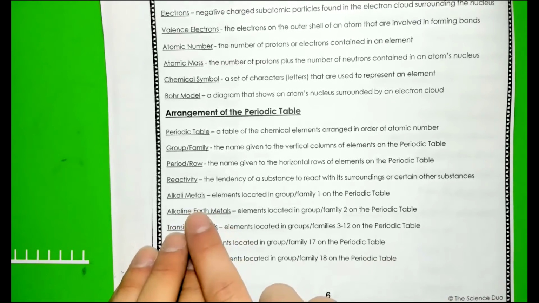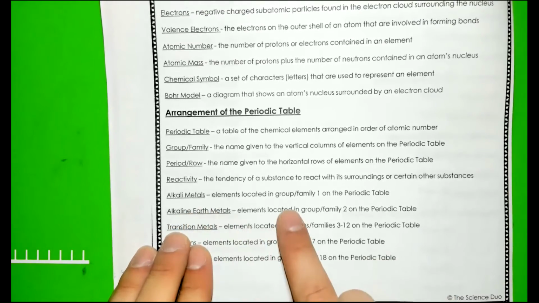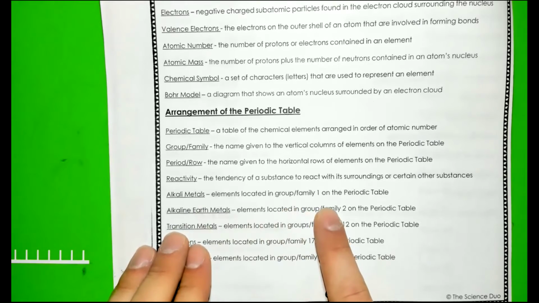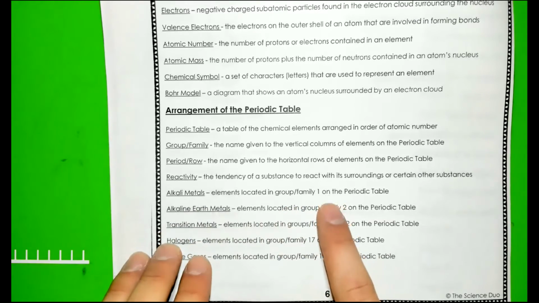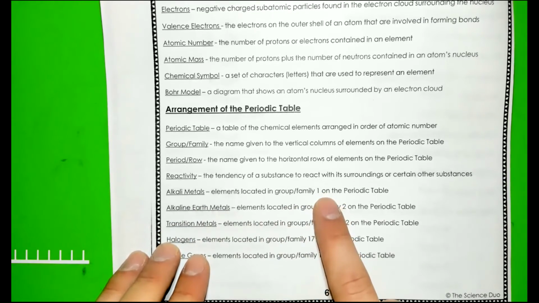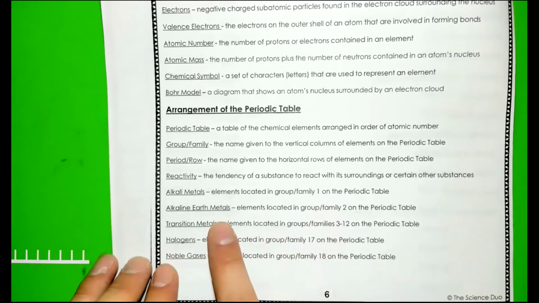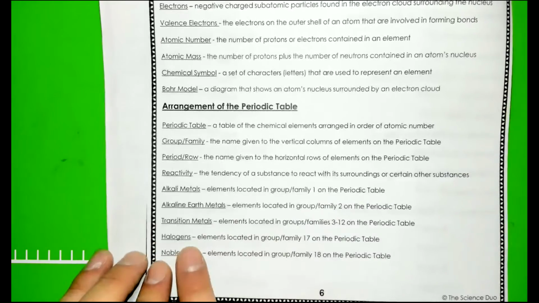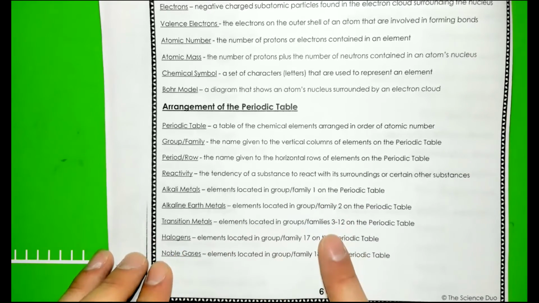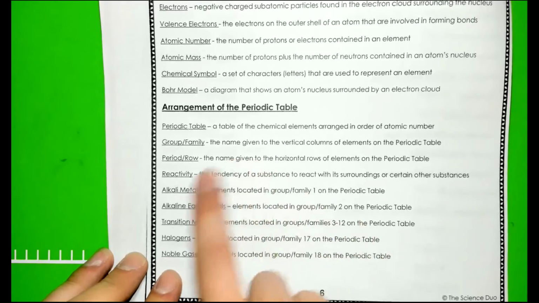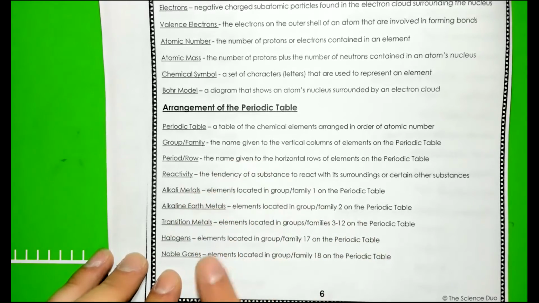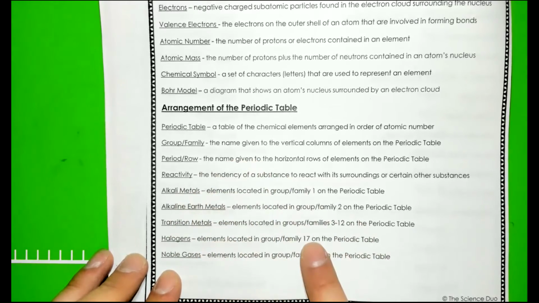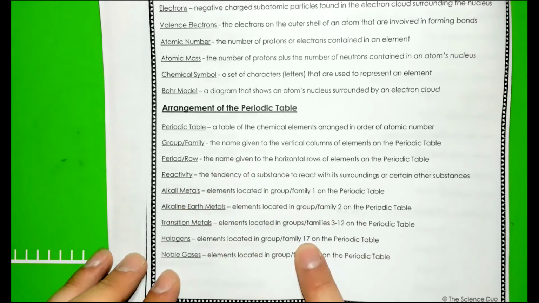Next, we have our alkali metals. These are elements located in group or family 1 on the periodic table. These are metals, located in group 1. Then our alkaline earth metals located in group 2. Transition metals located in everything from 3 to 12. As you can see, most of our periodic table is metal. Then we have our halogens located in group 17.